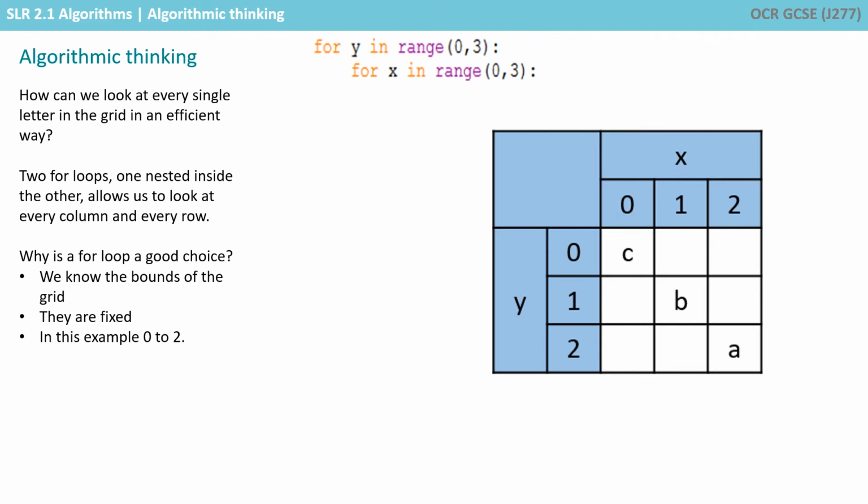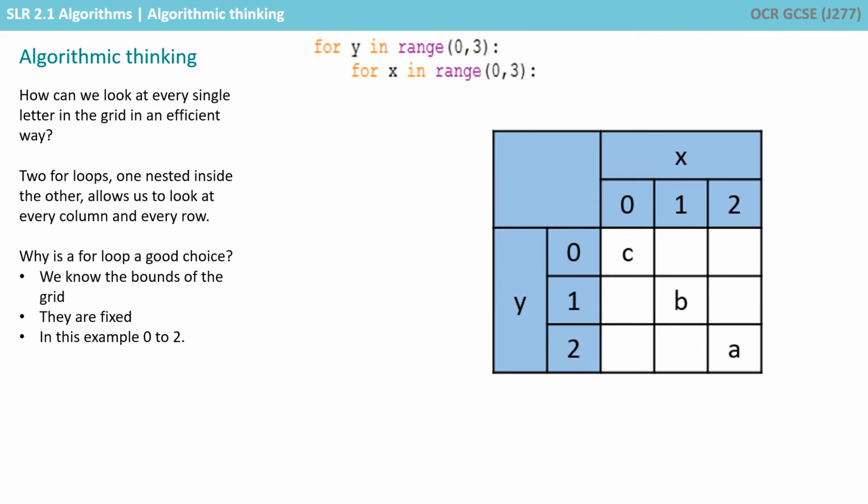So the next thing we need to do is think about how we're going to look at every single letter in the grid. Well, because we want to look at all of the columns and all of the rows, it feels like 2 for loops would be a good approach. This is because the bounds of the grids are known in advance. We know the size of the grid in X and Y coordinates, so it suits well for a loop.